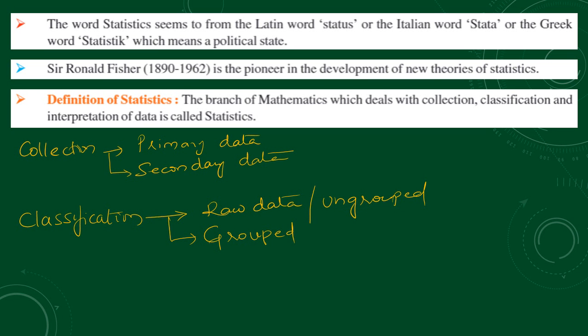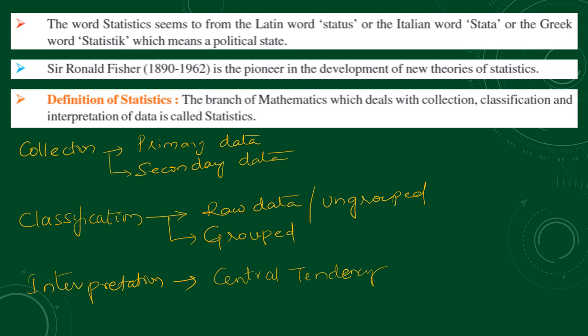Here, interpretation of data. What is meant by interpretation? Interpretation means what you can tell about that data, what you can say about it. To interpret the data we use central tendency. In this chapter we are going to discuss central tendency, which means we find where the center of the data exists, where the center of the data is present.